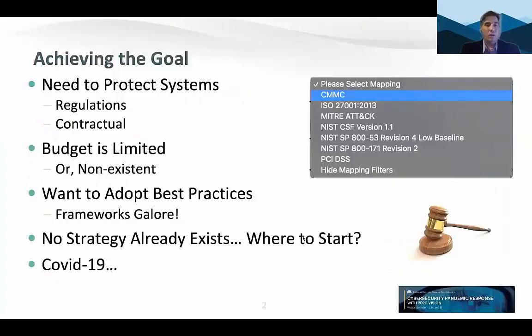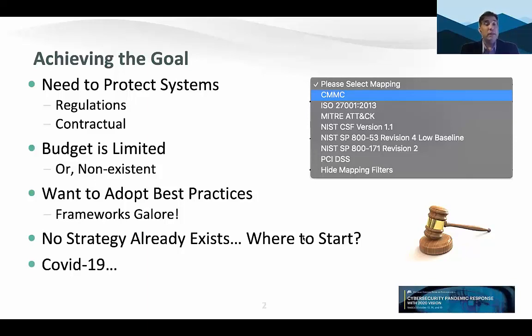So our goal, and why we're all here, is that we need to protect systems, and there are a couple of reasons we need to do that. It could be because of a regulation, or because we entered into a contract, which we're supposed to follow like it was law, or we've just decided to. But we have to keep in mind that our budget is limited, and or non-existent sometimes.